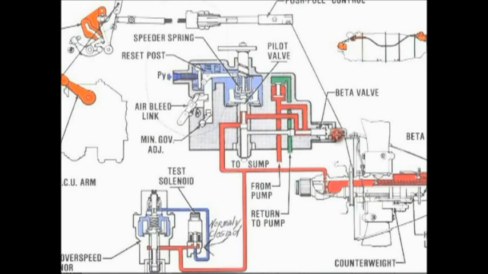The beta valve and the push-pull control that comes from the control cam just forward of the FCU. So back here we have the prop governor, the cam assembly, and the FCU locations on the engine.